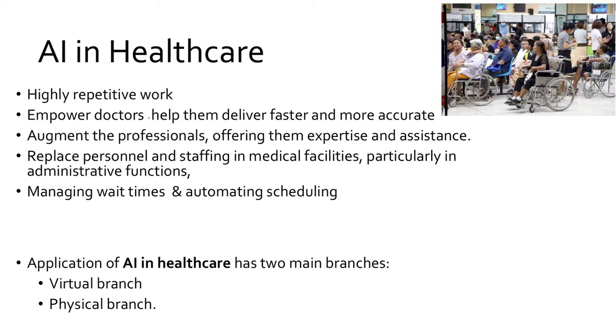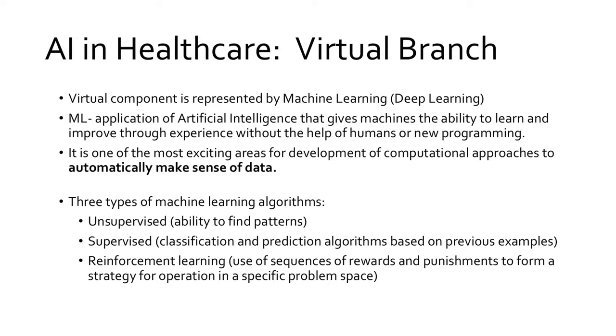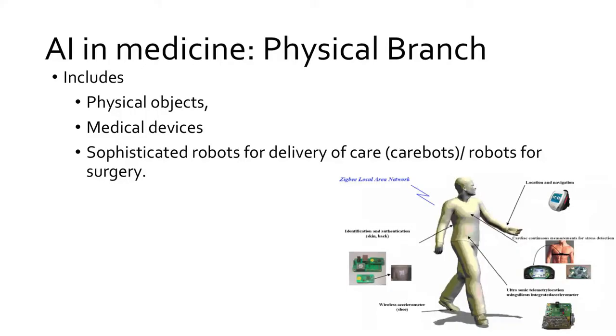If we're looking at the application of AI, we'll have two main branches. The factual branch will mainly focus on the application of machine learning techniques, either supervised, unsupervised, or reinforcement learning. But what are we trying to do here? We want to make sense out of the data. If we look at the physical branch, these are the physical objects, and we've had several of these. I'm no expert in this area, but there are several things that could be done, such as sensors to monitor people, and robots for delivery of surgery. So there are lots of things in the physical branch of AI in medicine.